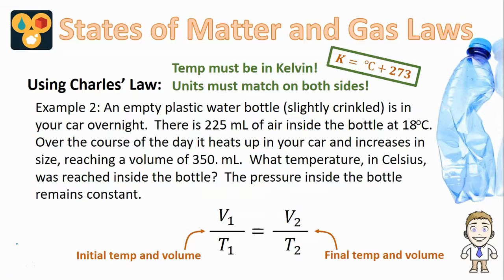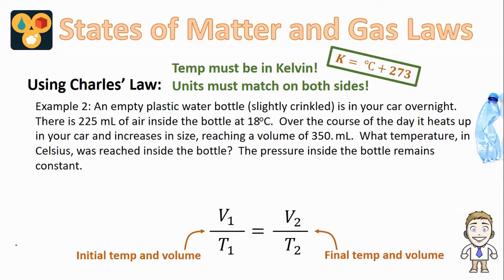Here's a second example about an empty plastic water bottle. Let's clear some space and look at this one as well. So reading through the question, it says there's 225 milliliters of air. This 225 is a volume, and that's inside the bottle at 18 degrees Celsius. 18 is a temperature. Not sure if those are V1 or T1 yet. Let's read on. Over the course of the day, it heats up in your car and increases in size to a volume of 350. So here's my second volume, and it's increasing to that. So that's my V2, which makes 225 my V1, and 18 degrees Celsius my T1.